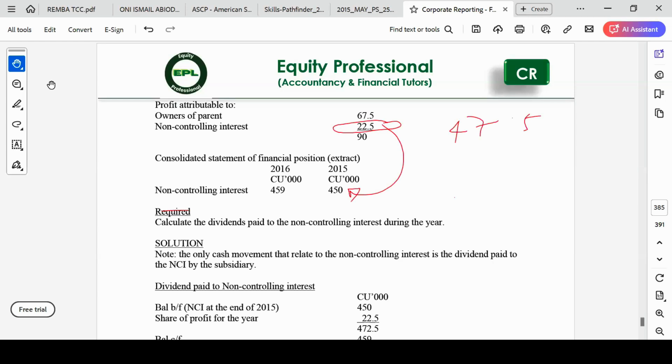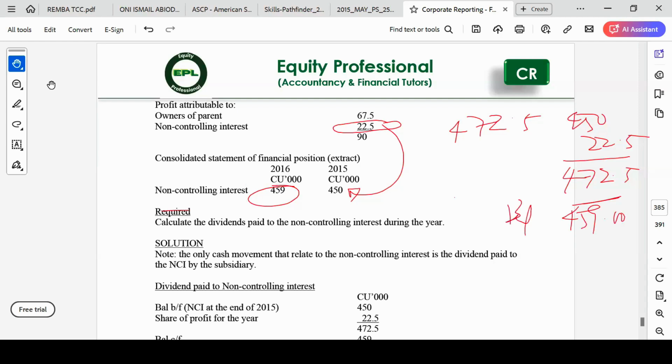And that should have given me 472.5. That is 450 plus 22.5. Yes, it should have given me 472.5. How come at the end of 2016, what I have is 459 instead? This is my balance carried down. Now let's see what that is.